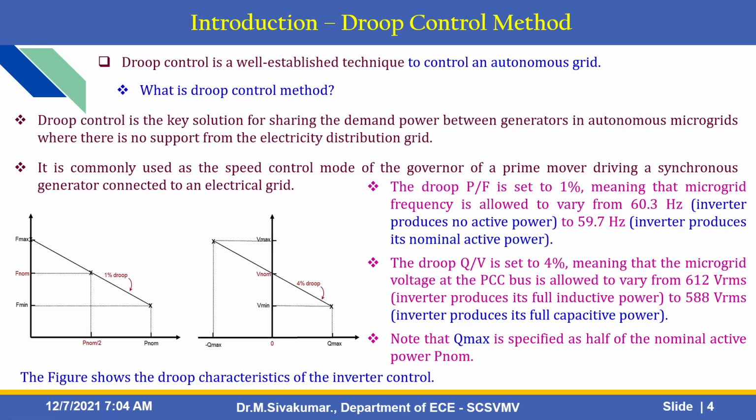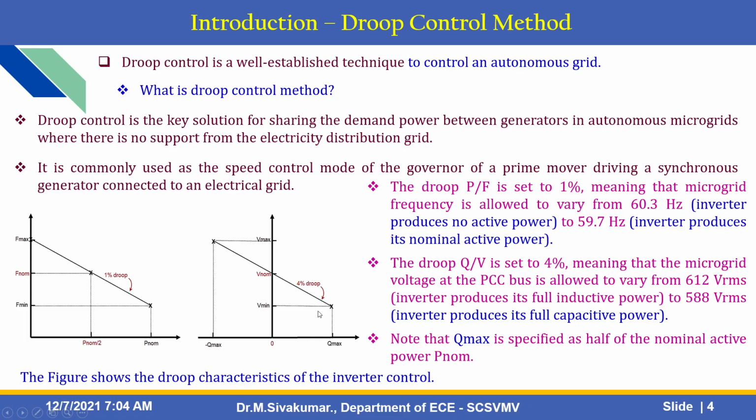This figure shows the droop characteristic of the inverter control, where the droop of power versus frequency is set to 1%. This 1% means that the microgrid frequency is allowed to vary from 60.3 Hz, where the inverter produces no active power, to 59.7 Hz, where the inverter produces its nominal active power.